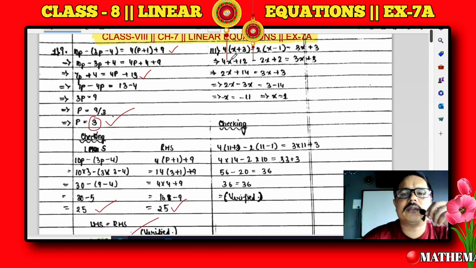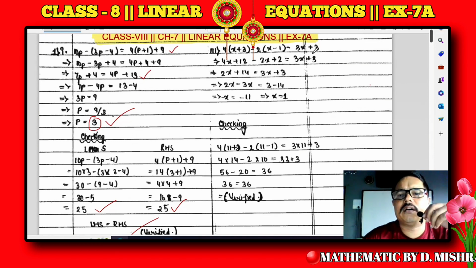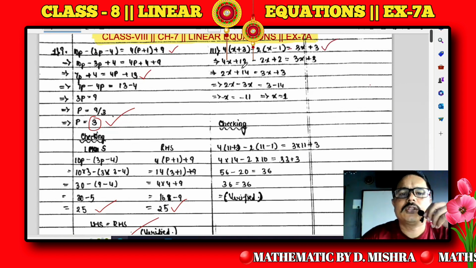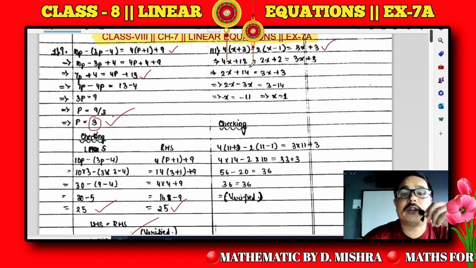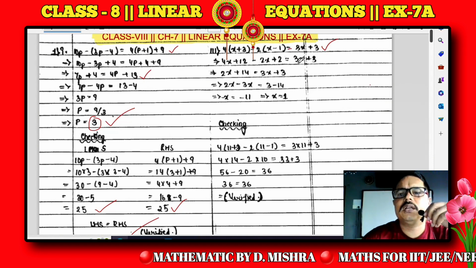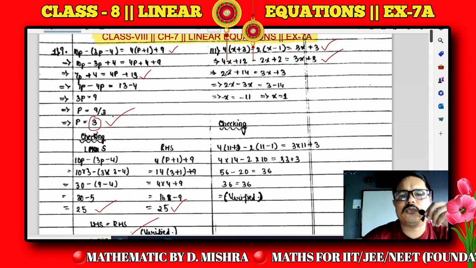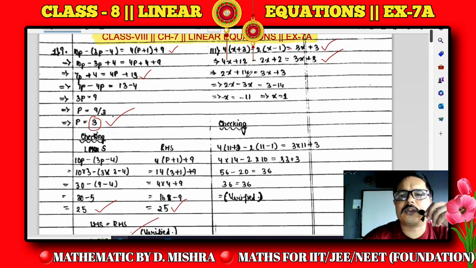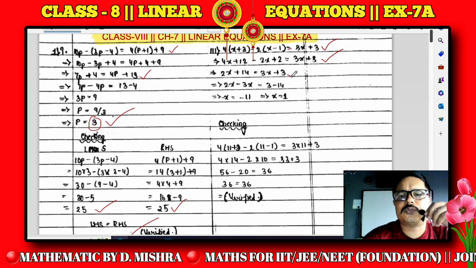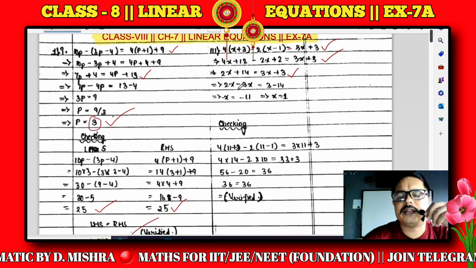Now we will do question number 3, which is on your screen. 4(x plus 3) minus 2(x minus 1) minus 3, it is not minus, is equal to 3x plus 3. So 4 into x is 4x, plus 4 into 3 is 12, minus 2 into x is minus 2x, and minus minus plus 2, is equal to 3x plus 3. So 4x minus 2x will be 2x, and 12 plus 2 will be 14, and this side 3x plus 3.